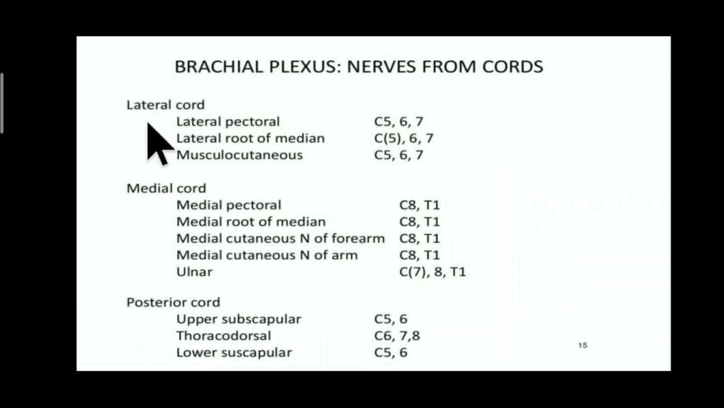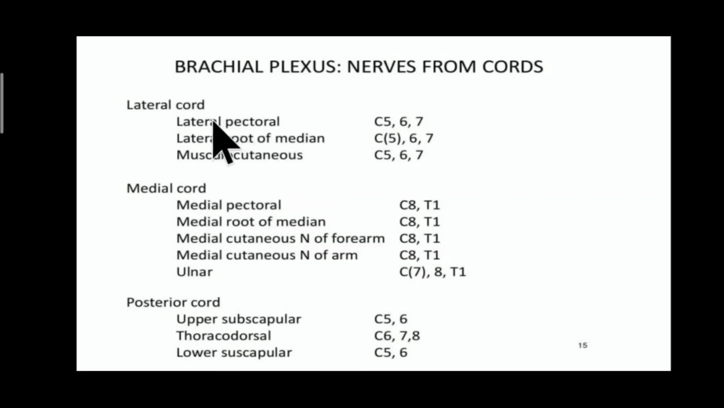Next, coming to branches. The brachial plexus forms many branches which supply many muscles. So now the lateral cord has the lateral pectoral nerve, lateral root of median and musculocutaneous nerves, and the medial cord forms the medial pectoral, medial root of median nerve, medial cutaneous nerve of forearm, medial cutaneous nerve of arm and ulnar nerve, and the posterior cord forms upper subscapular, thoracodorsal and lower subscapular.